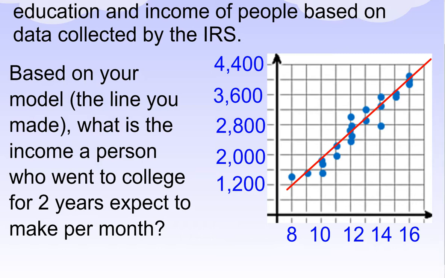So a person who went to college for 2 years would be, well, 12 years as you graduate high school. So 2 more years would be at 14 years of education. So how much would that person at 14 years expect to make per month? So based off our model, let's see. This model, ooh, that wasn't a very good line. This model here is roughly, I don't know, 28, that looks like 32, approximately, I don't know, 3,300 a month.